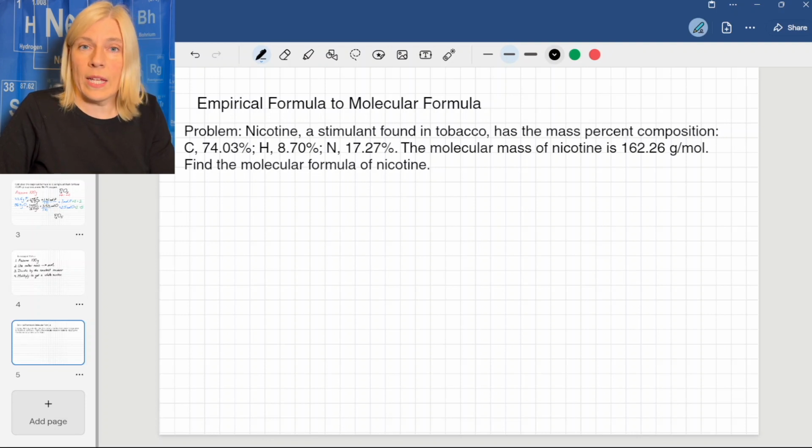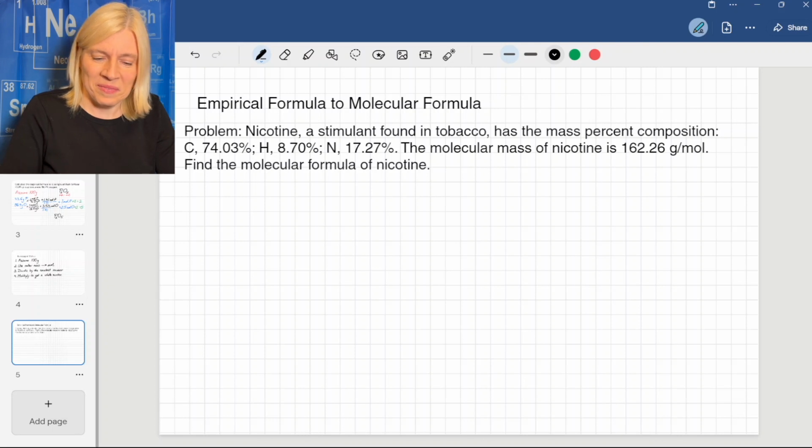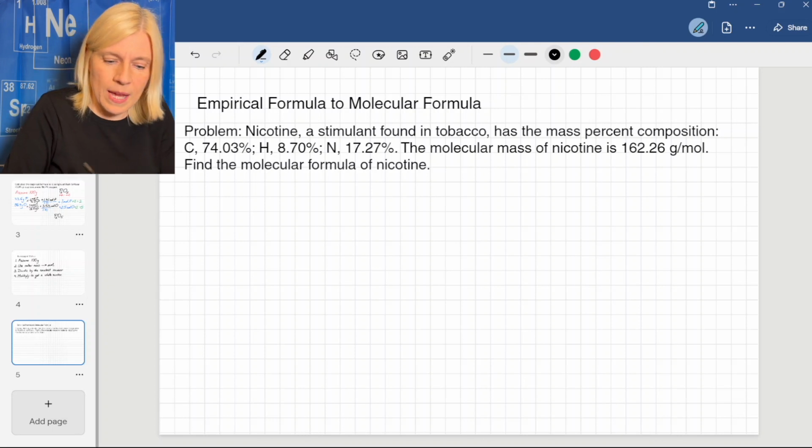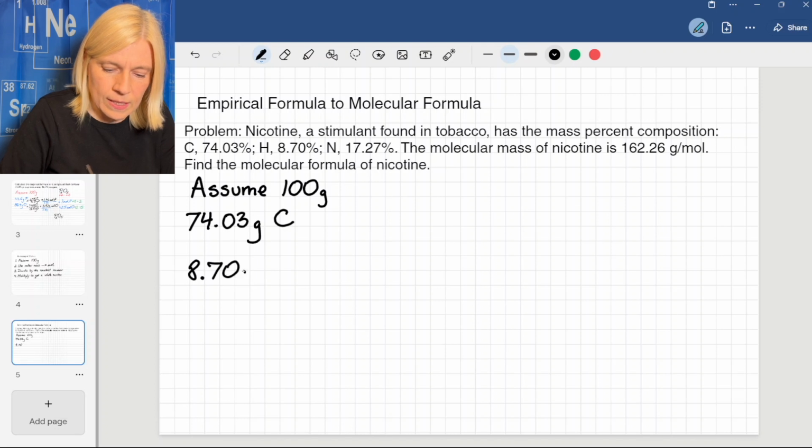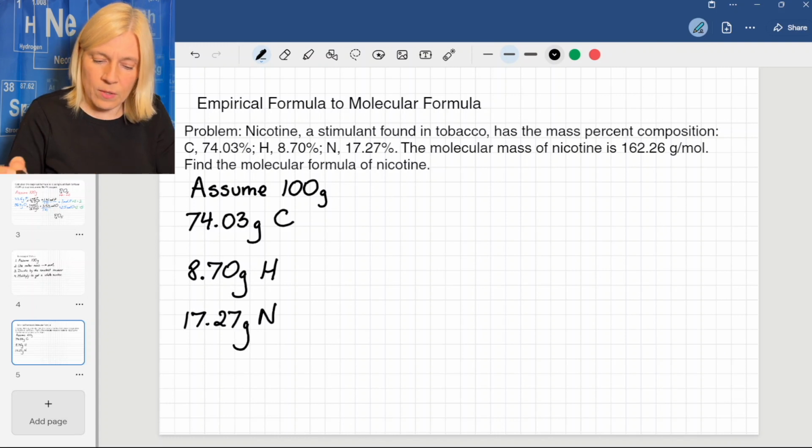So it's asking us the formula of nicotine. Before we can get the molecular formula, we first have to find the empirical formula. So let's do that. What was the first step? Do you remember? Well, we have percent composition by mass. We're going to assume 100 grams. And that means I have 74.03 grams of carbon, 8.70 grams of hydrogen, and 17.27 grams of nitrogen.